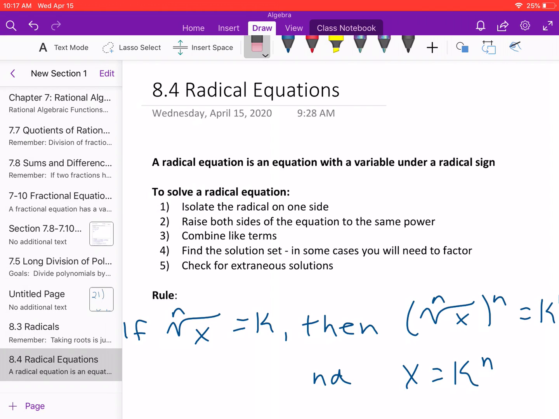Then we're going to raise both sides of the equation to the same power. We're going to combine like terms. Then we're going to find our solution set, and in some cases we're going to need to factor because there will be more than one solution. Then we're going to check our solutions for extraneous solutions. The rule we're going to be using is: if the nth root of x equals k, then the nth root of x, all raised to the nth power, equals k, and x equals k to the nth power.